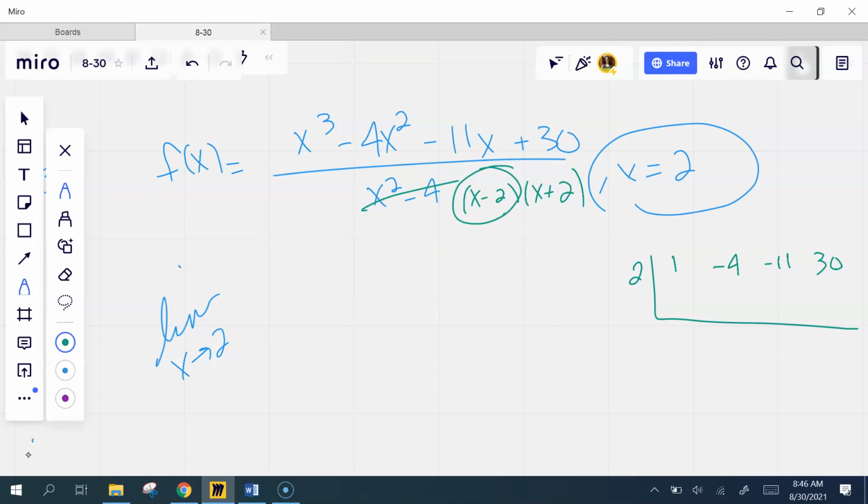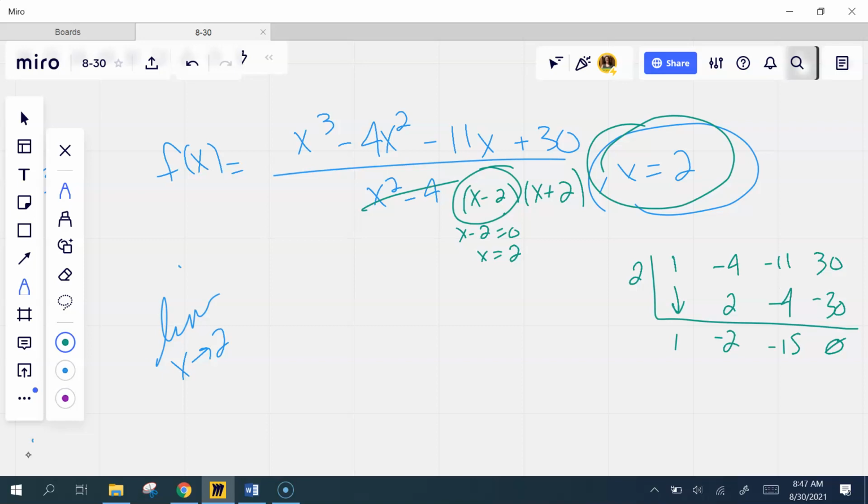Okay, do synthetic here. 1, 2, -2, -4, -15, -30. Opposite sign, because remember, you're dividing by the 0. So if x minus 2 equals 0, then x equals 2 is the 0. So it's always the opposite sign of the factor, the same sign as the 0. Because it asked me to find it at x equals 2.